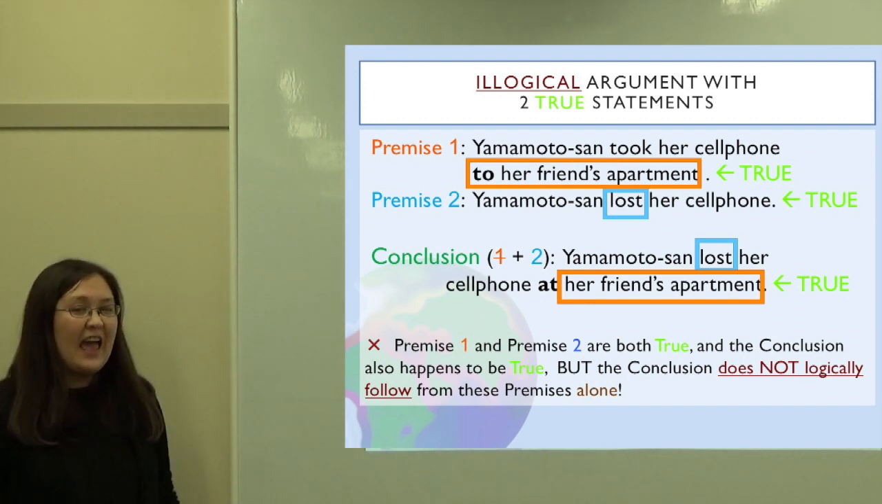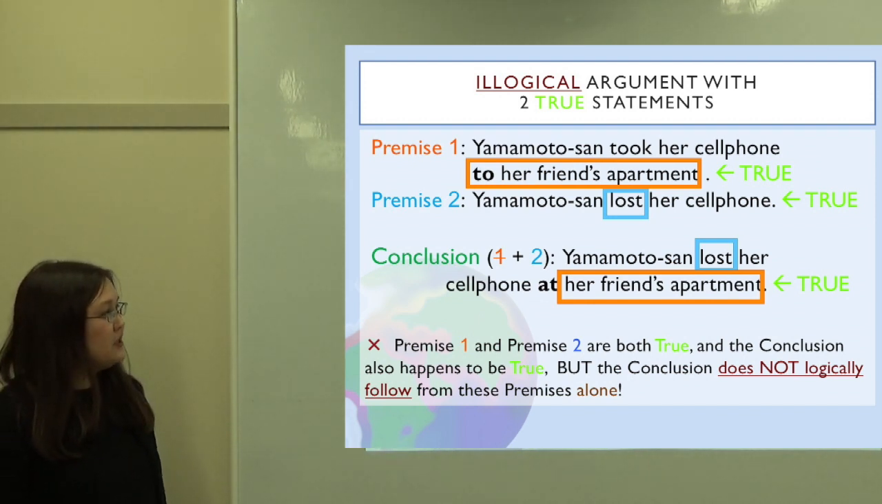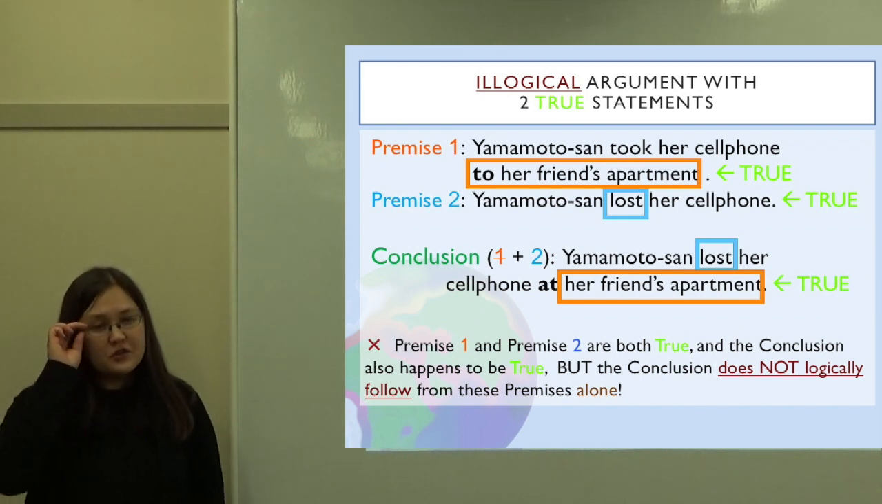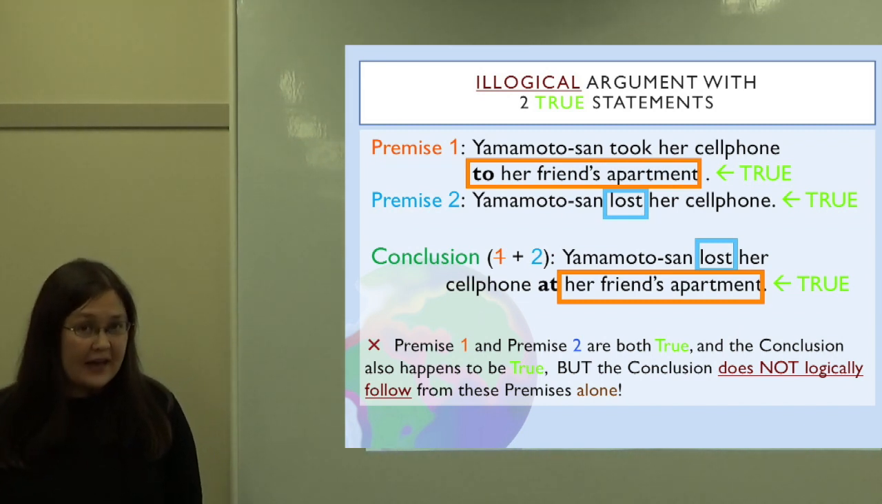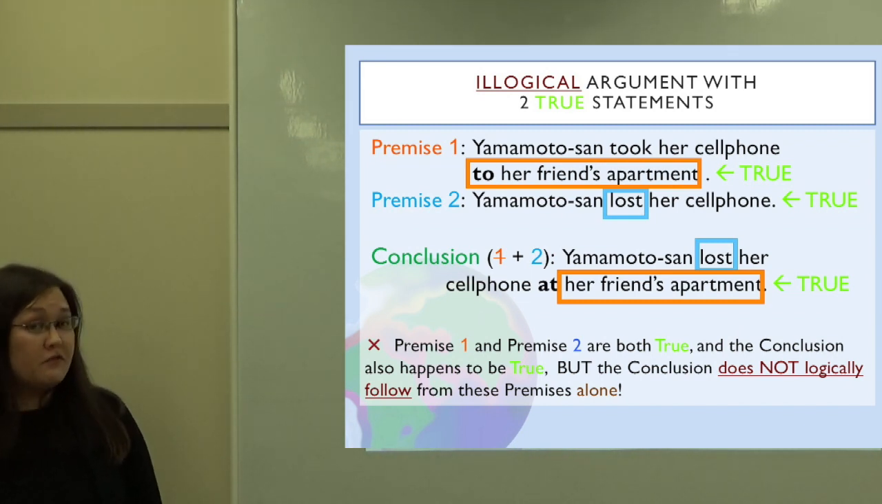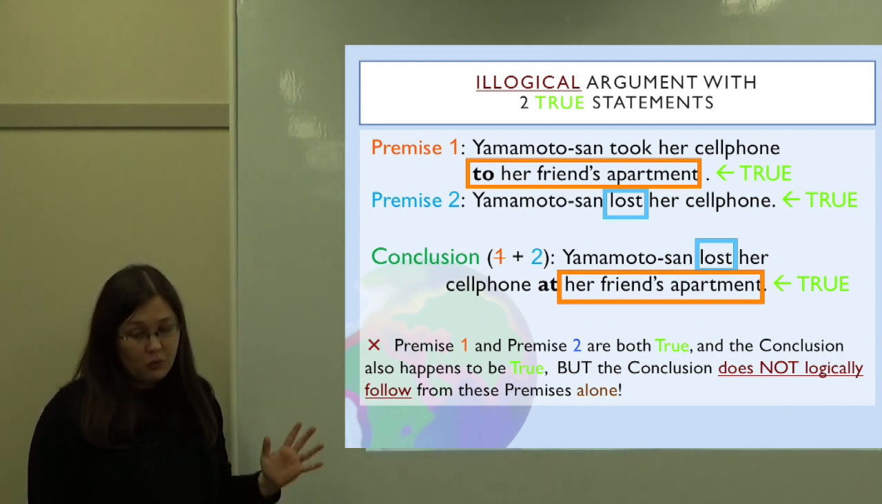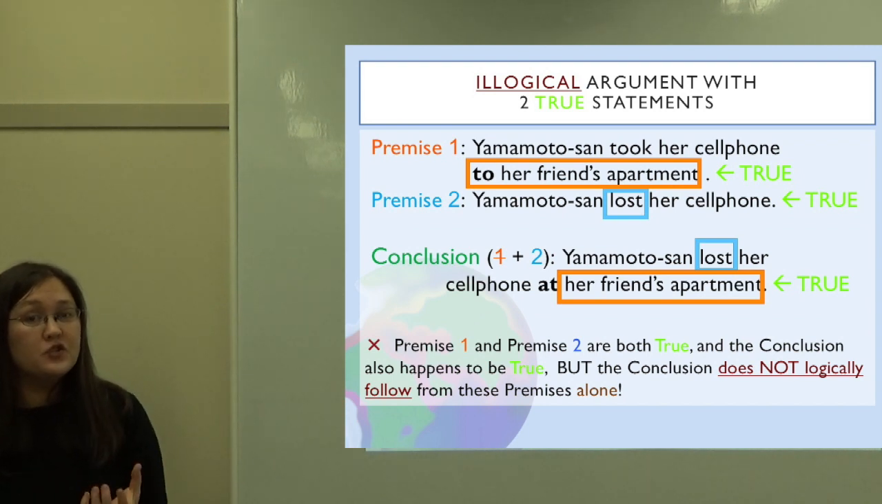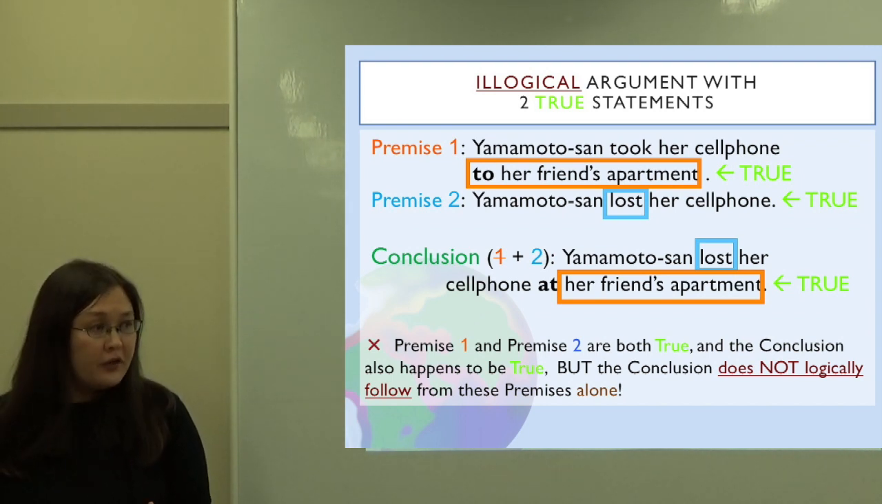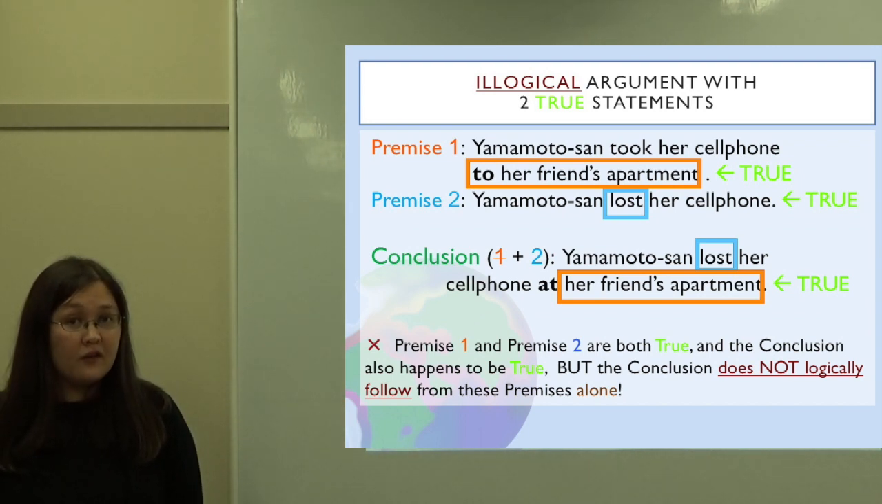Conclusion says "at." At meaning Yamamoto-san lost her cell phone while she was in her friend's apartment. But that information is not in 1 and 2. In 1, we know the cell phone went to the apartment. But we don't know when, and we don't know where Yamamoto-san lost the cell phone.